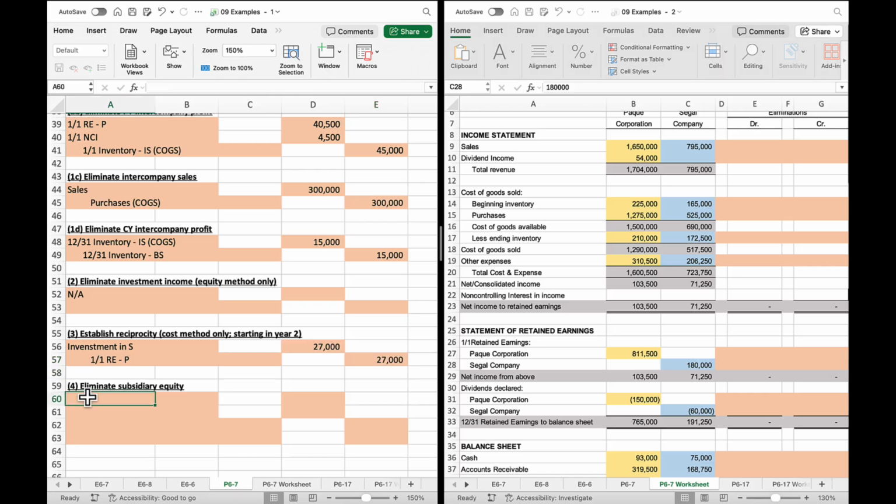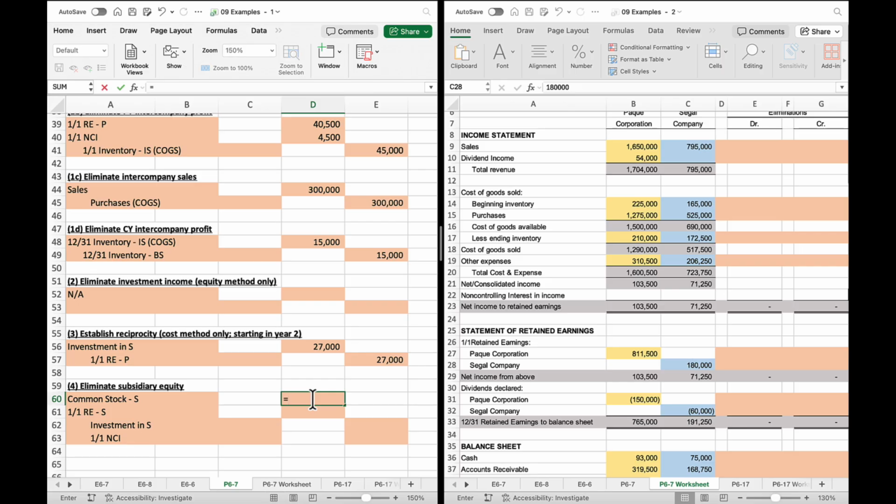And then we can move on to our final eliminating entry, which is to eliminate our subsidiary equity. If you recall, we only had two subsidiary equity accounts: common stock and 1/1 retained earnings. We don't have any difference between implied and book, but we do need to get rid of our investment in S. And we don't own 100%, so we need a 1/1 non-controlling interest.